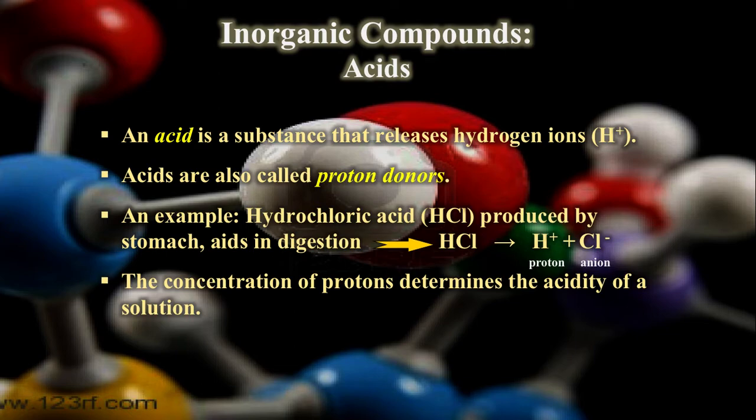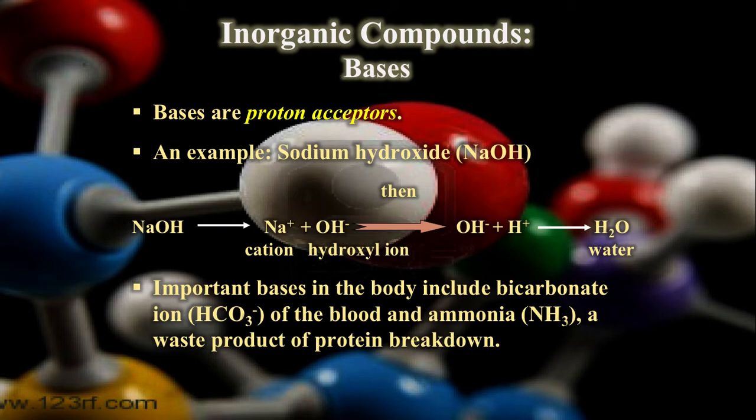Now, let's see if we can infer some things. If we know that an acid has a high hydrogen ion concentration, the opposite of an acid is, so, a base is going to have low hydrogen ion concentration. Okay. So let's see how we did. Let's put on the next slide.